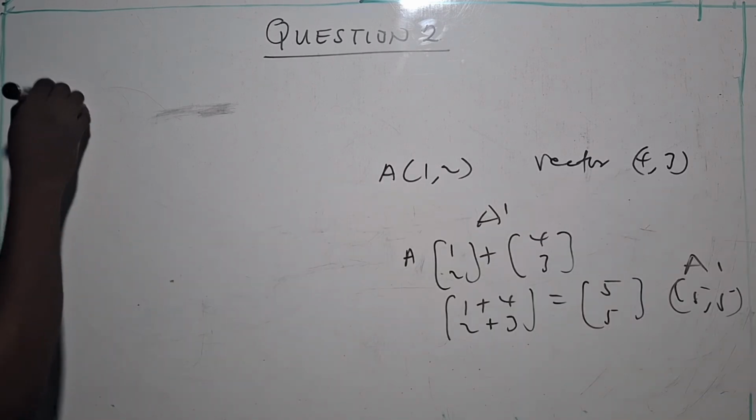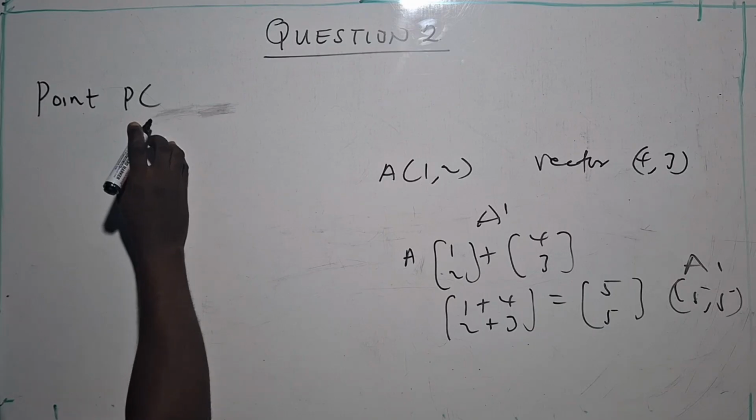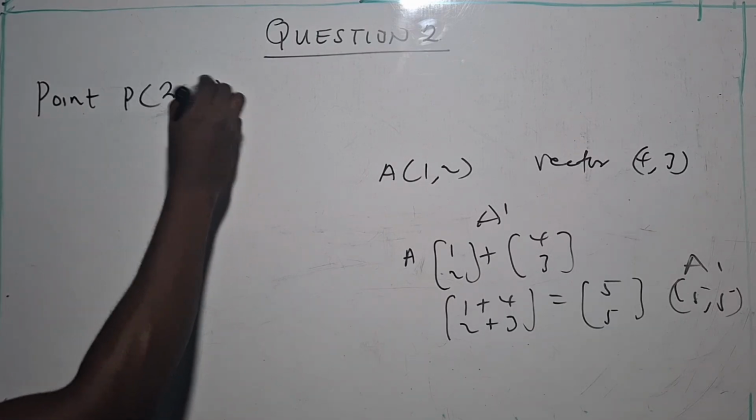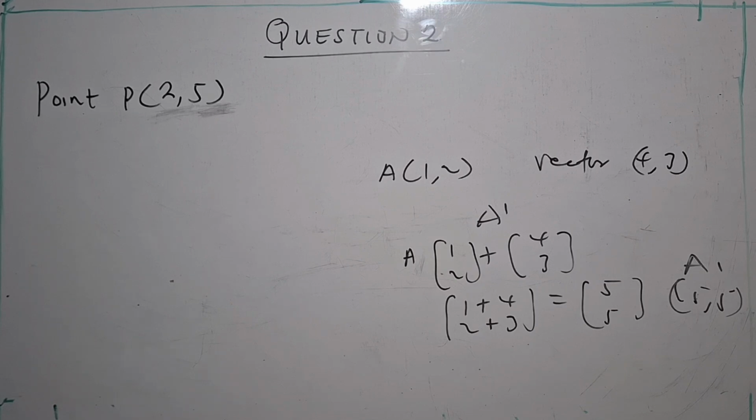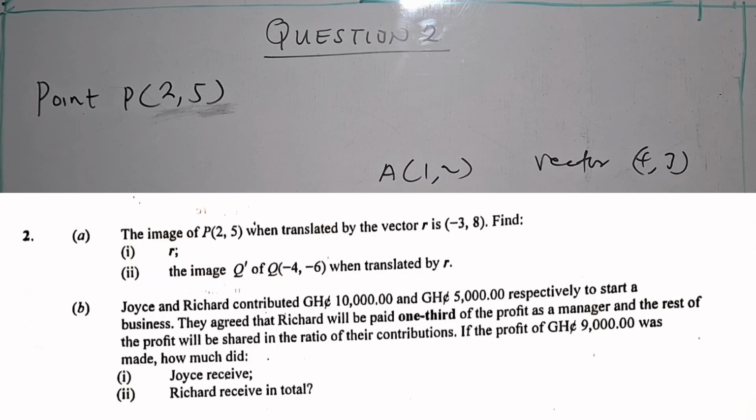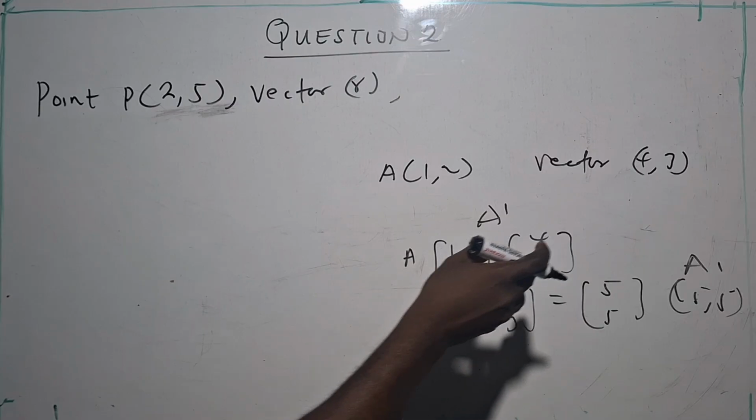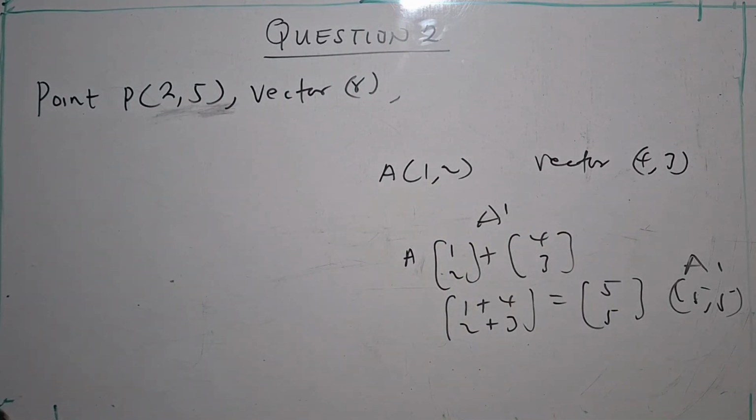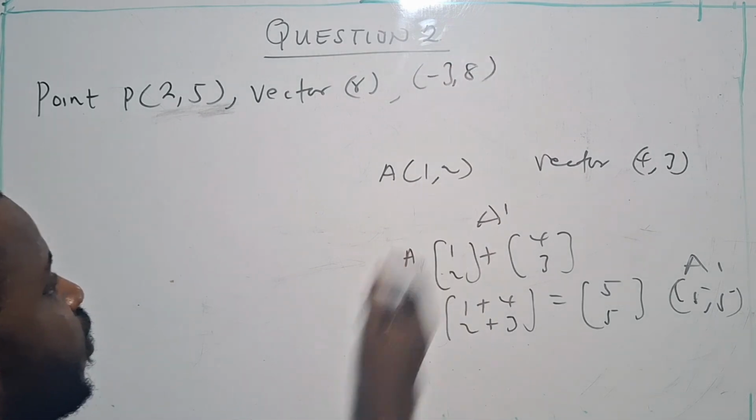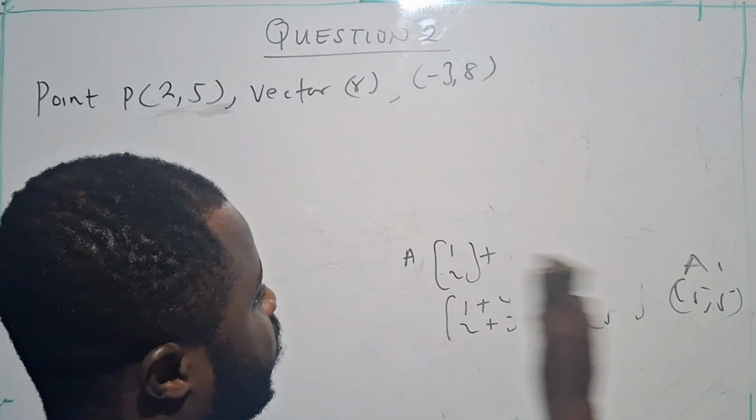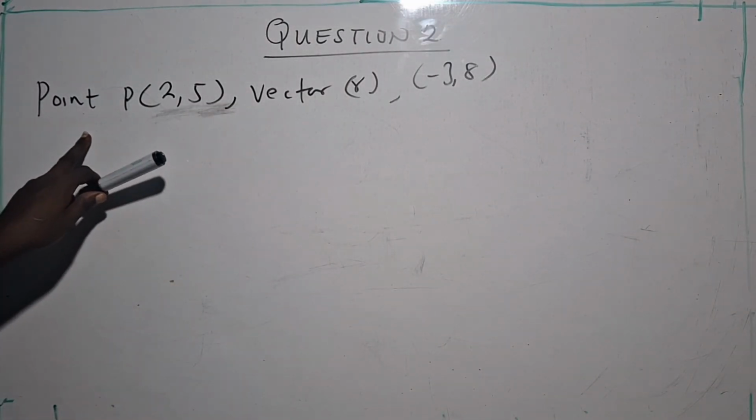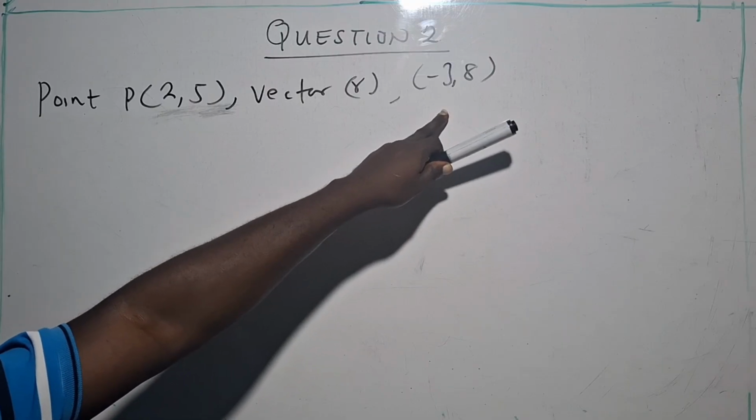They've given you point P as (2, 5). No vector was given. The image of P, (2, 5), when translated by vector R, is (-3, 8). So the vector R, we don't know. It gave us (-3, 8). So the point P was translated by a vector and gave us this image, P1.